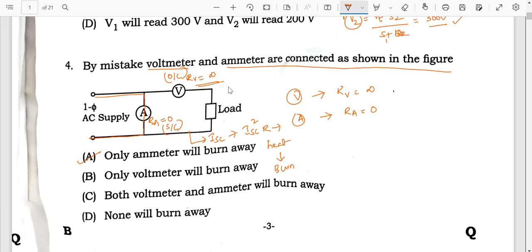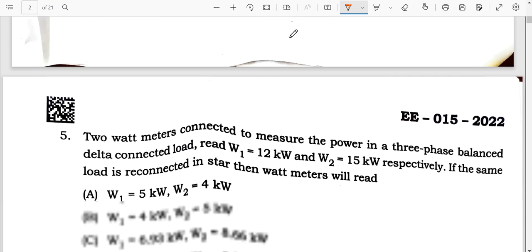Current will not flow. No current means no I square R losses. No I square R loss means no heat. No heat means no burning. So the answer for this fourth question is A. Okay, so let's move to the next question of this video.